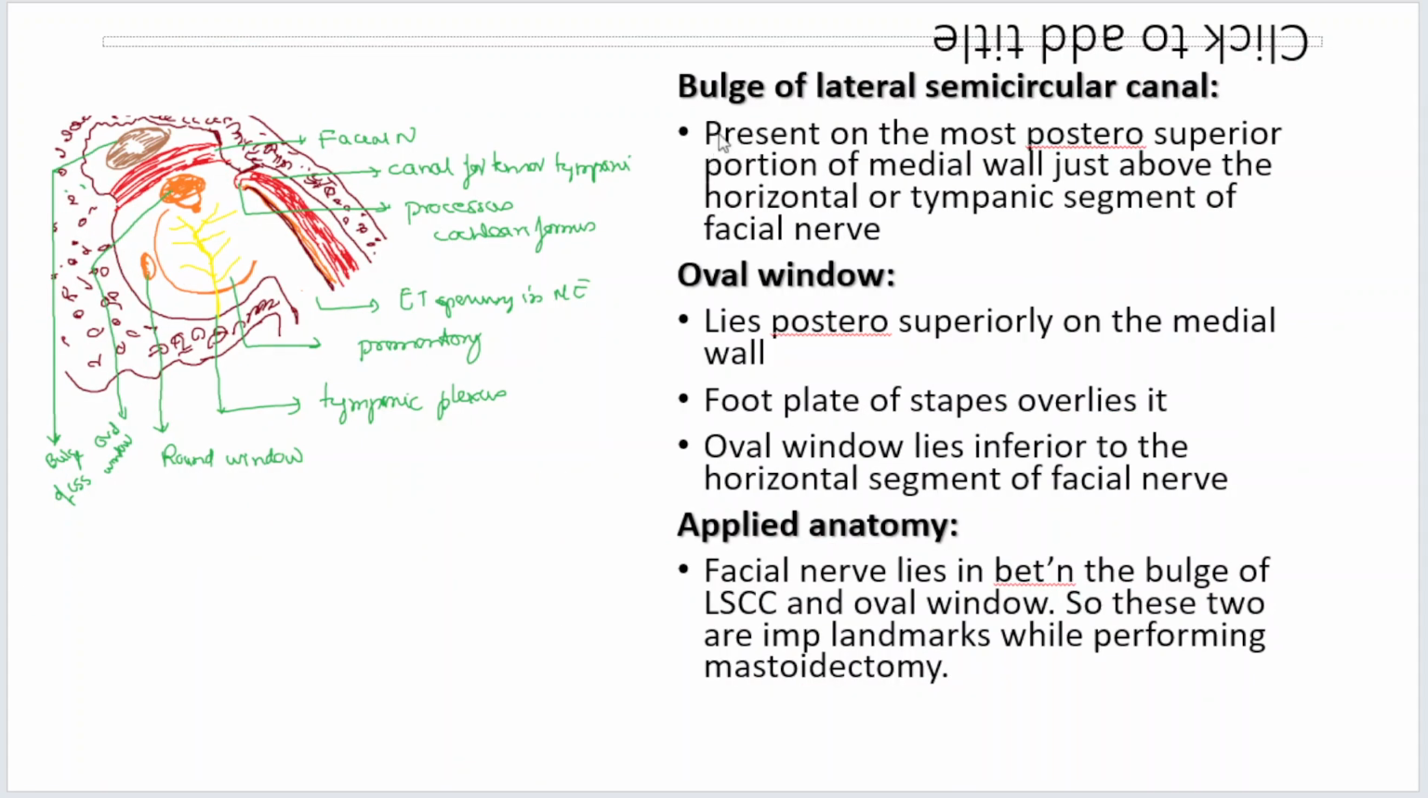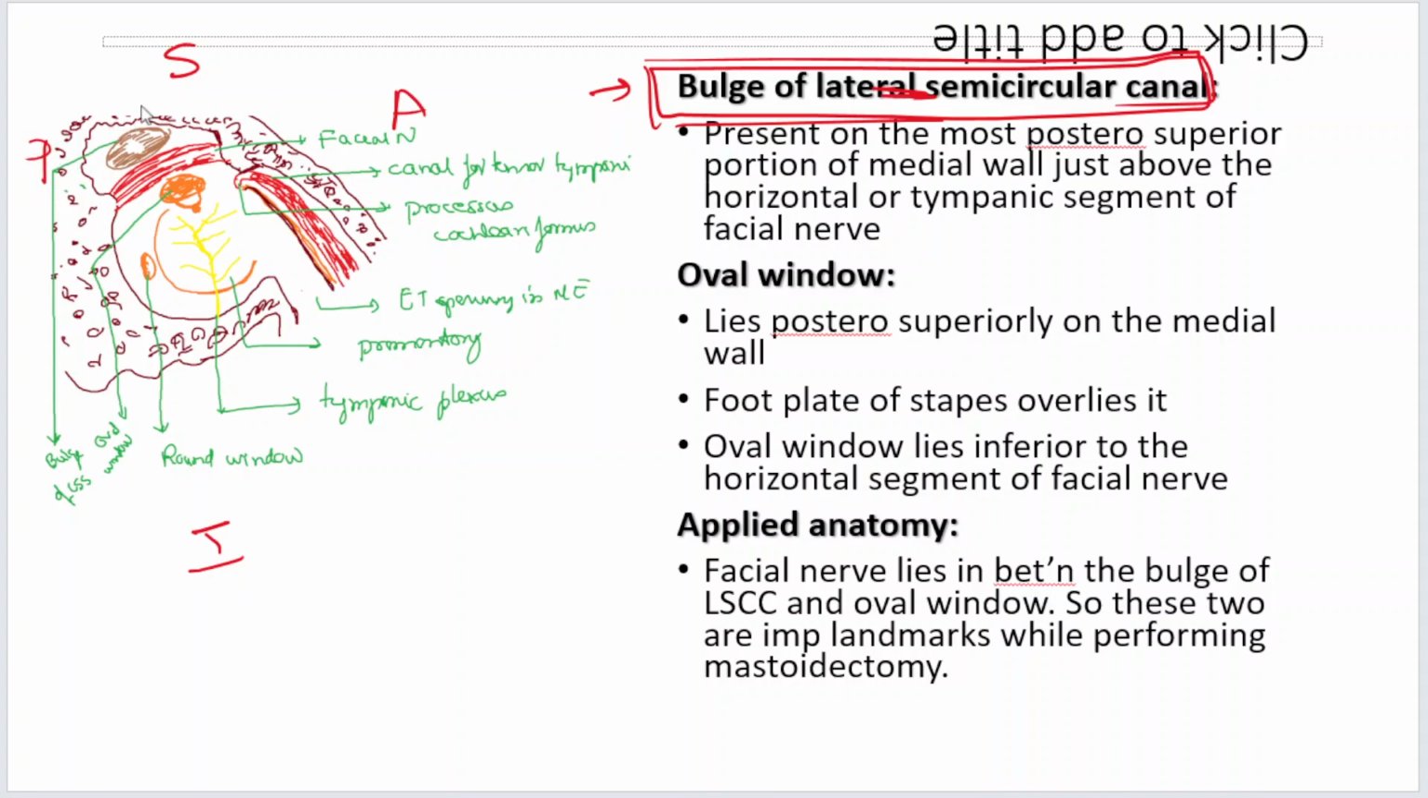Coming to the bulge of the lateral semicircular canal, what is the structure that is present on the medial wall? Another important structure is called the bulge of the lateral semicircular canal. It is present at the most posterior superior portion of the medial wall. So this is the superior part, inferior part, anterior part, posterior part. This one that we are talking about is the bulge of the lateral semicircular canal. It is like an ivory kind of bone that we see when we do a mastoidectomy.